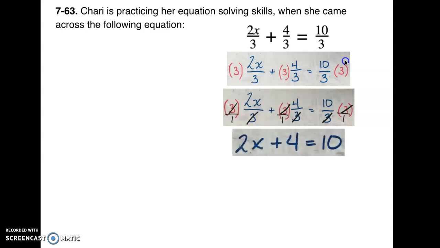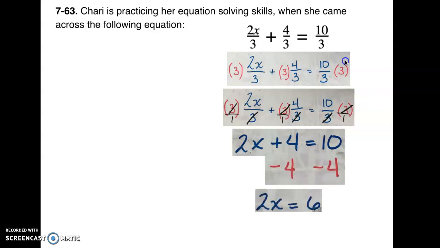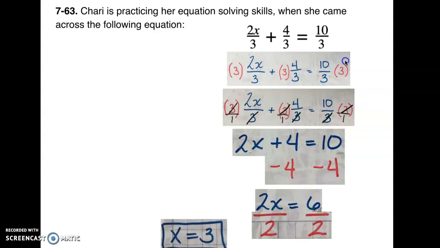Then I have 2x plus 4. I'm going to address the adding 4 by doing the inverse operation, which is to subtract 4 from both sides. I now have 2x equals 6. I'm going to do the inverse operation to multiplying by 2, which is divide by 2. Divide both sides by 2, and I will end up with x equals 3.